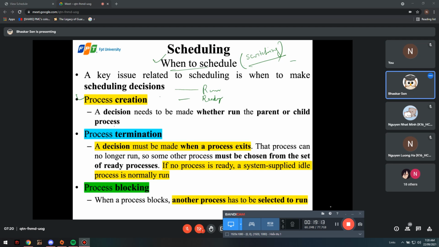Termination, when a process gets terminated. Now, termination can be of two types. One is voluntary.